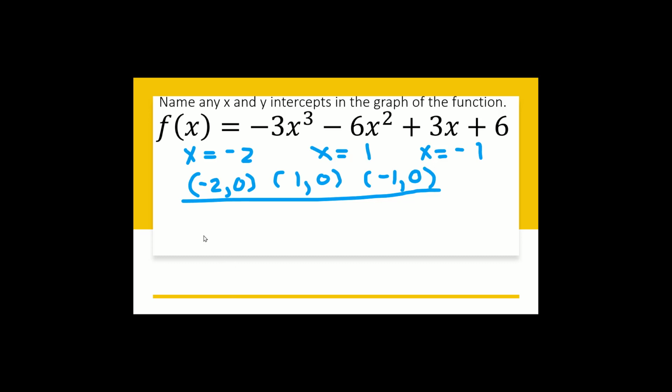Okay, where is our y-intercept? The y-intercept is where we substitute in 0 for x and solve for y. If we substitute in 0 here, we have 0 times 0. That makes this term 0. Same thing here. 0 squared is 0, times negative 6 is 0, and 0 times 3 is 0. So 0 plus 6 is 0. So when x is 0, y is going to equal 6. So this is our y-intercept.